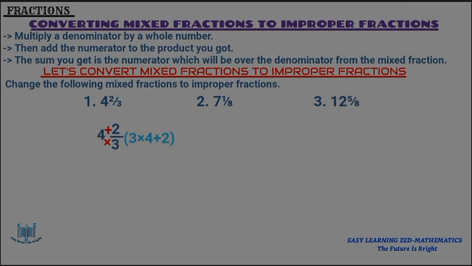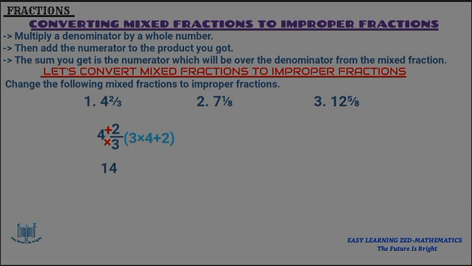I'm going to multiply 3 by 4, then plus 2. If you apply BODMAS there, you are going to start by multiplying, then you add. So that's what I'm going to do. I'm going to multiply 3 by 4, which will give me 12. 12 plus 2 will give me 14.